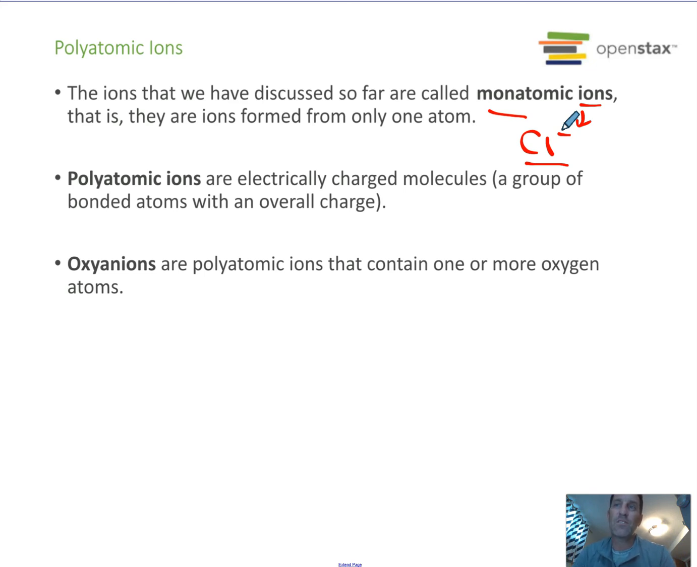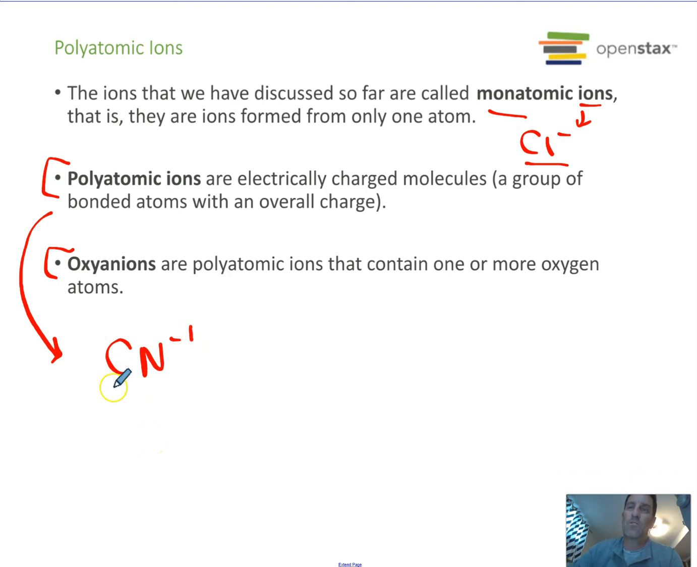Oxyanions are polyatomic ions that contain one or more oxygen atoms. So we will deal a lot with polyatomic ions and oxyanions. A polyatomic ion would be something like cyanide, CN -1. It's a polyatomic ion because these two things are stuck together, but their overall charge is -1. So poly, more than one, ion, negative charge, polyatomic ion. An oxyanion would be like SO4 -2. That's supposed to be a capital O. This is sulfur bonded to 4 oxygens, and together they need 2 more electrons, so they become a -2.